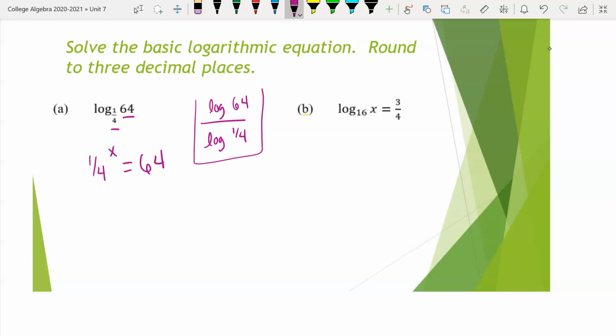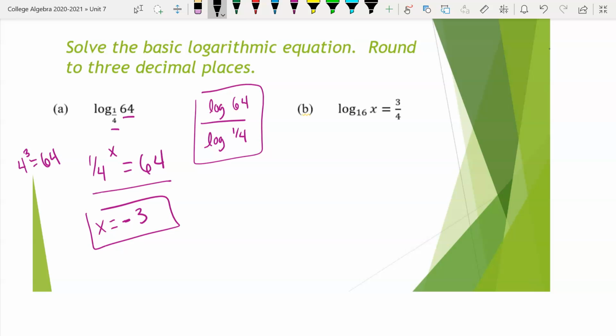So you can type this into your calculator and get the answer, or you can think about it like this. 1/4 to the what power gives me 64? Well, I know 4 to the third gives me 64. So if I think about this, it's not 4, it's 1/4. So if I wanted to flip the fraction, I'm going to have to make it a negative exponent. So instead of a positive 3, your answer is going to be a negative 3.